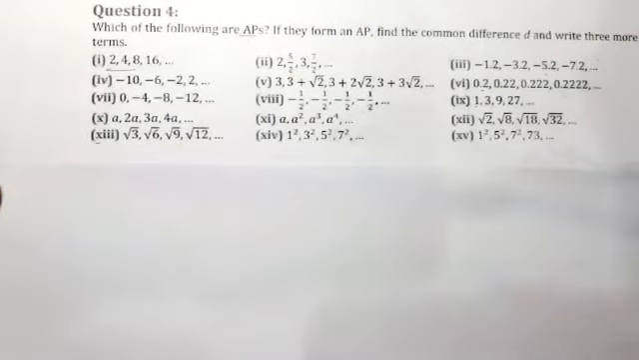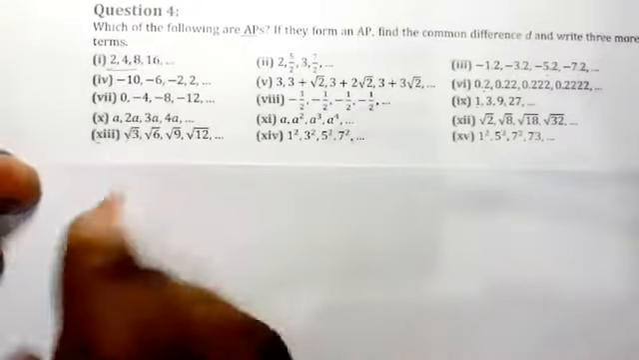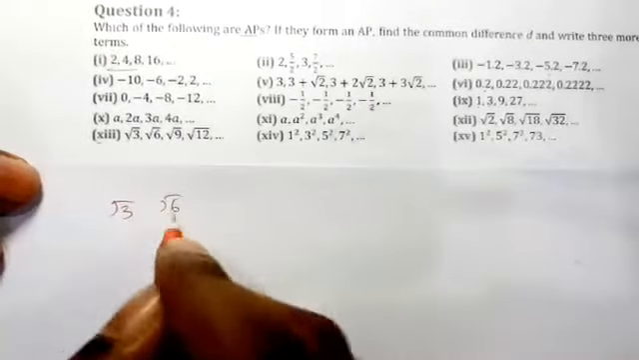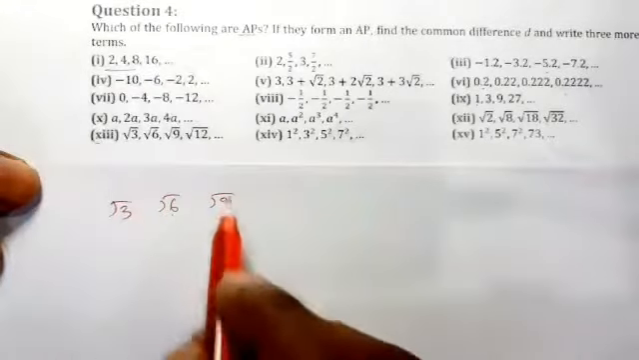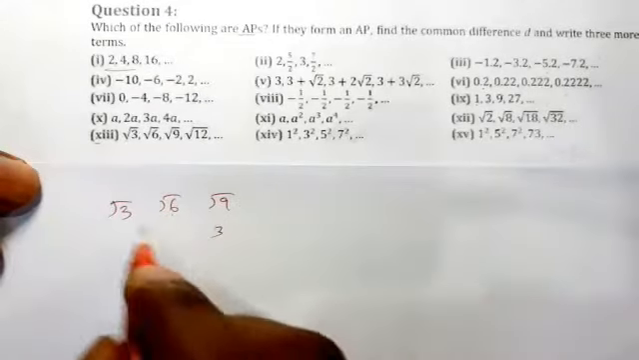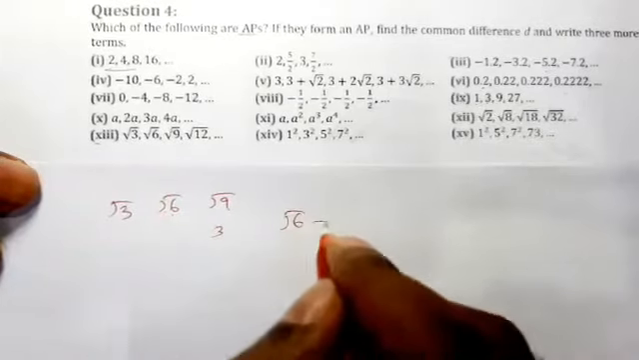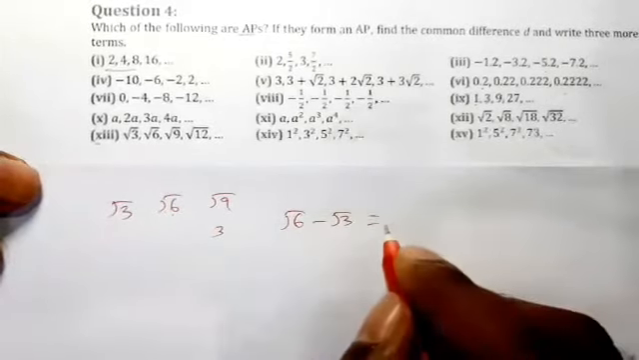Now we are going to the next question. This is the 12th question that we handled. And here: root 3, root 6, root 9. From root 6 we can't take any number outside. Root 9 we can take as 3. And when we subtract root 6 minus root 3, we can't say what the answer is.